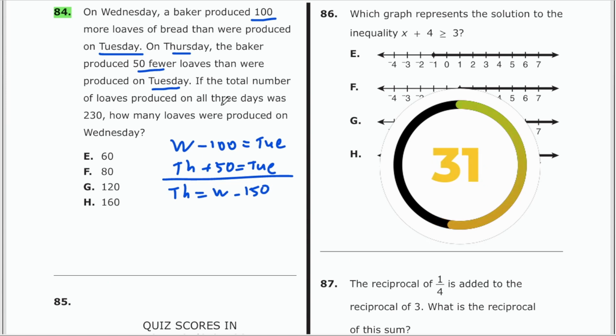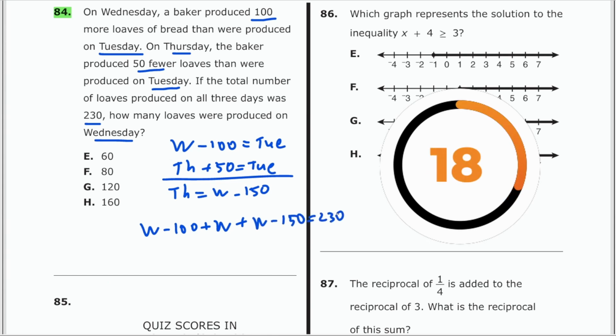If the total number of loaves produced on all 3 days was 230, how many loaves were produced on Wednesday? So Wednesday minus 100 plus Wednesday plus Wednesday minus 150, that is equal to 230. And the answer is H.